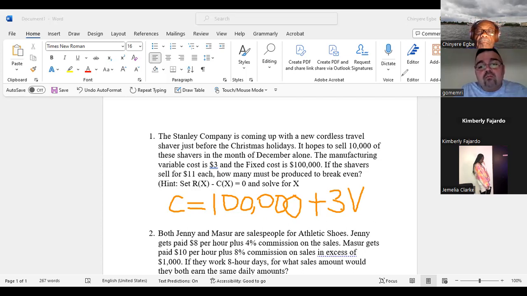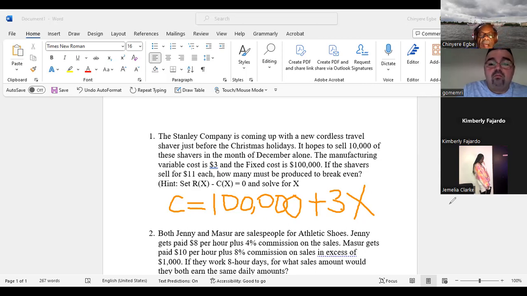If you prefer to use X, that's fine. I came to the tutoring session with the assignment sort of done, just to make sure that I'm doing it correctly. Yes. Okay. 3 times X, where X is the number of shavers. You can call your shavers anything. You can call them R, where R is the number of shavers. You can call them H, where H is the number of shavers. Any letter. Okay. So that's your cost.